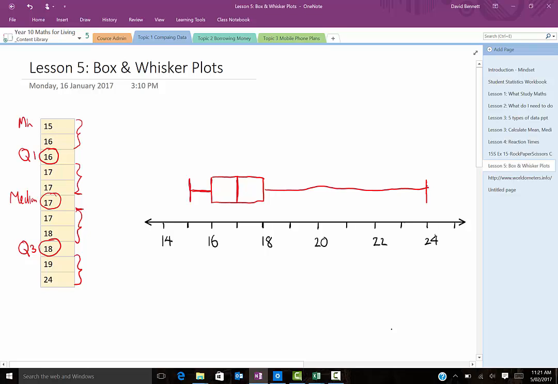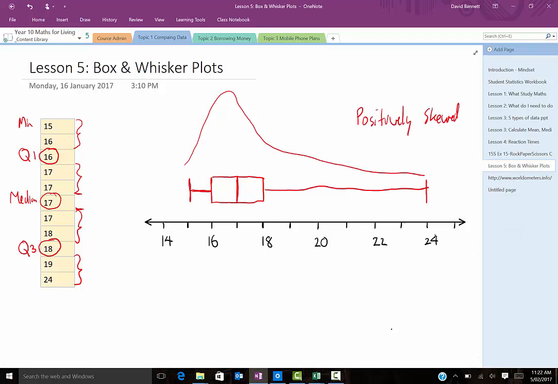Nice straight line there. So if we were looking at our data and we looked at a graph, we'd probably look at the graph skewing out that way there. So what we'd be talking about is it's skewed to the right, positively skewed. Now the idea would be to have another set of data.